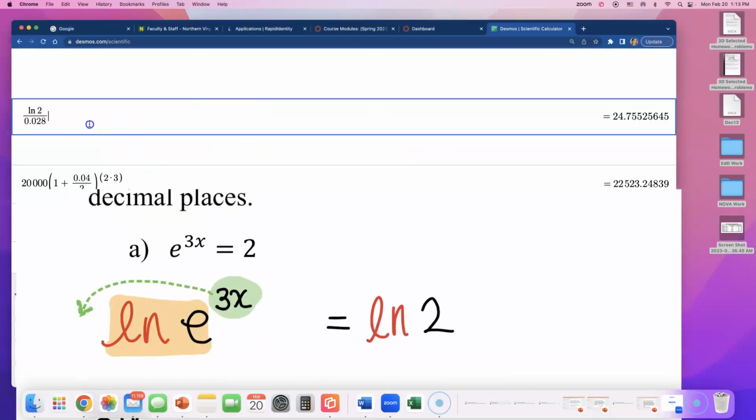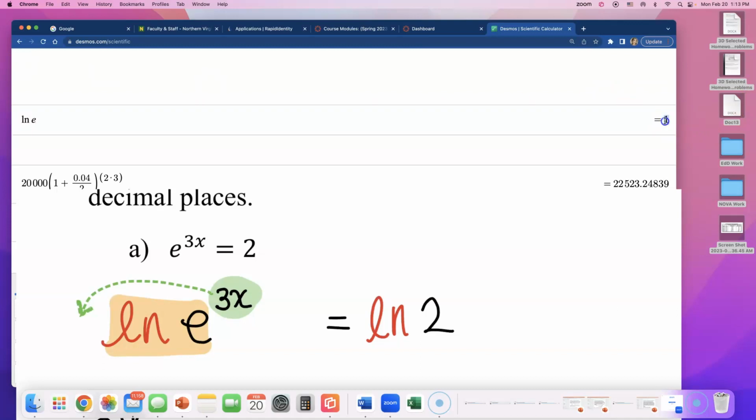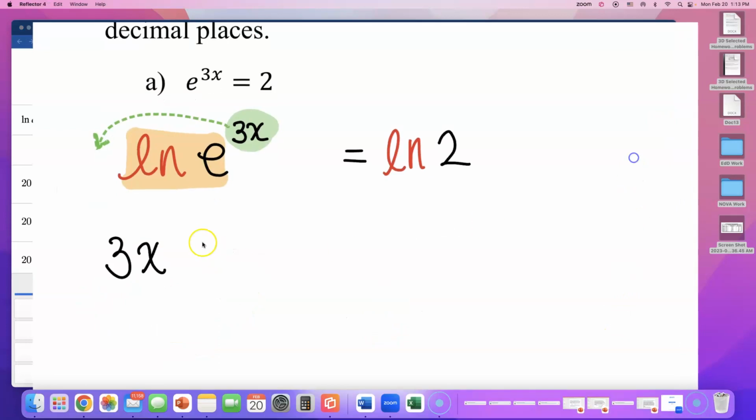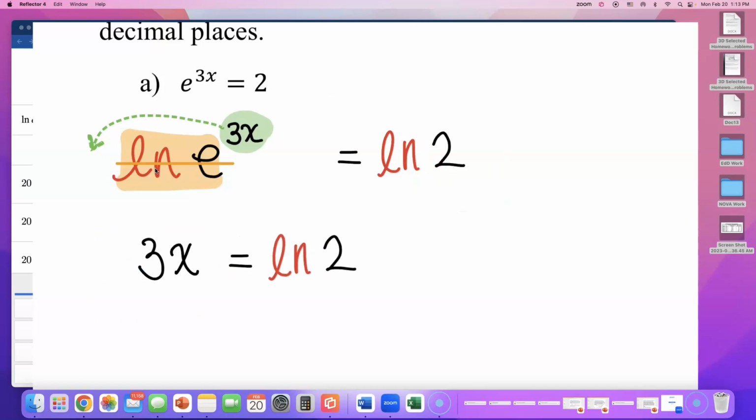Well, I'll show you. ln e is equal to 1. So that orange term is just 1. So you really are just multiplying 3x by 1, which you really don't have to write anymore. So I would like to just say, ln e, cancel that, no more. But we still have 3x down now, so this equals this right-hand side. That's now the equation.